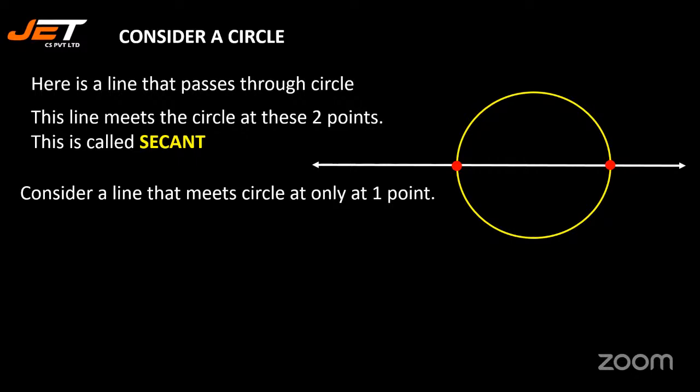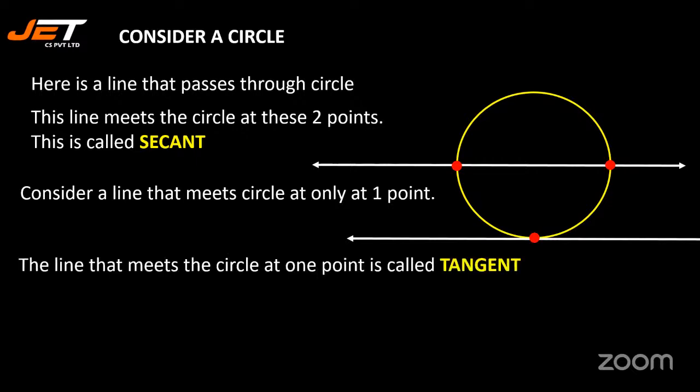Consider a line that meets the circle at only 1 point. Right. So here it touches the circle at only 1 point. So this is called a tangent. The line that meets the circle at 1 point is called a tangent. If it meets the circle at 2 points, it is called a secant. All right.